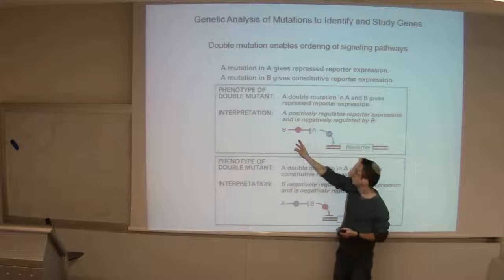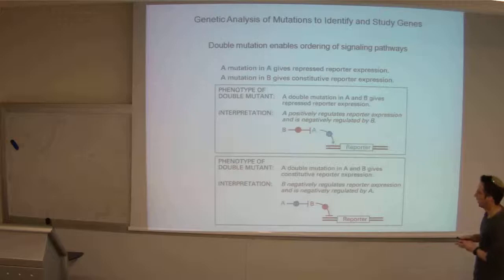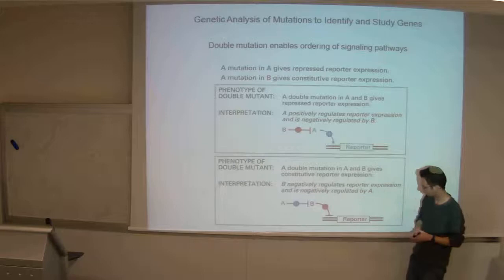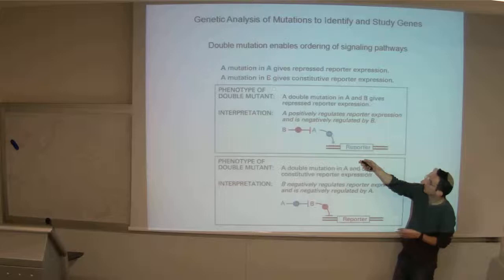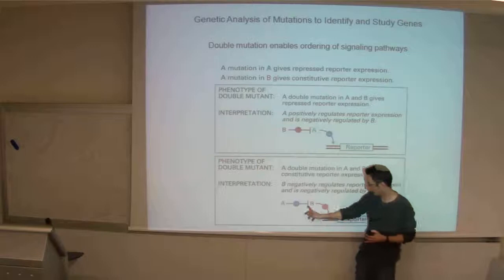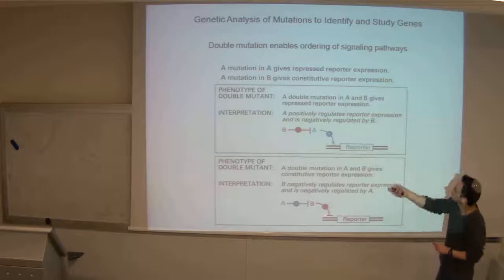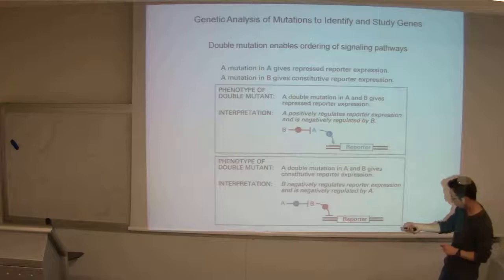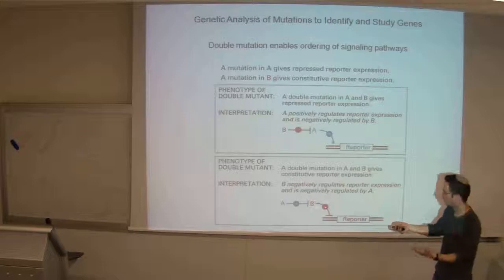If the second scenario is the one we get, in which the double mutation in A and B gives constitutive reporter expression, then B has to be directly linked with the reporter, because this was the outcome of the single mutation in B. And how do we know that both of them are now inhibitors? We know that B is an inhibitor because a single mutation in B caused constitutive reporter expression, so B is normally an inhibitor or suppressor in the pathway.